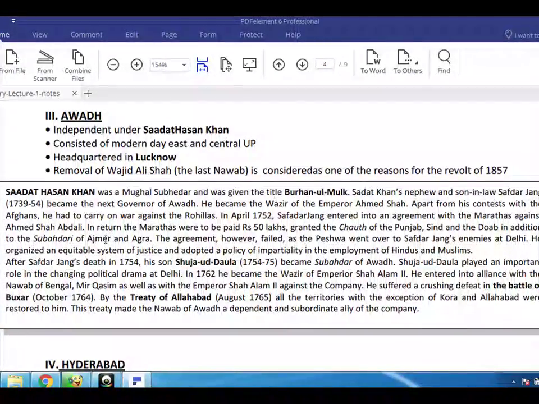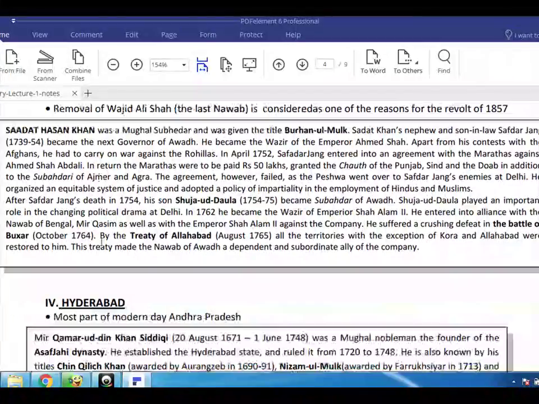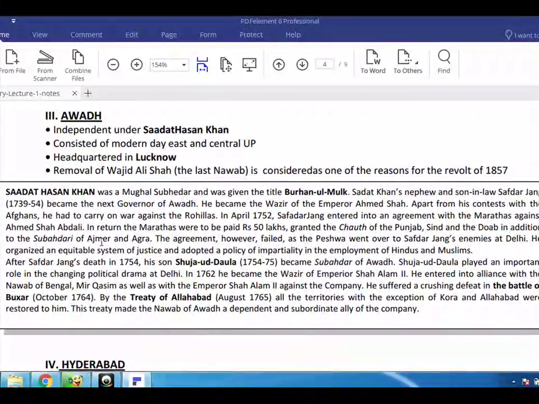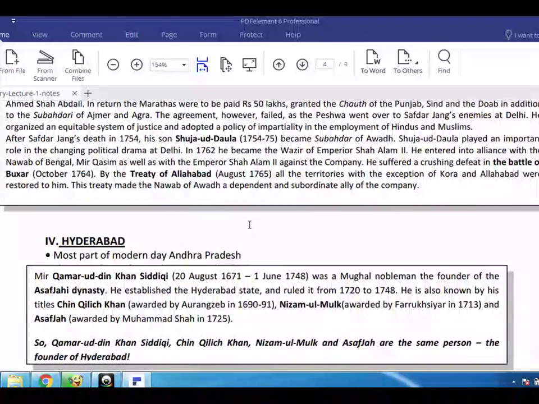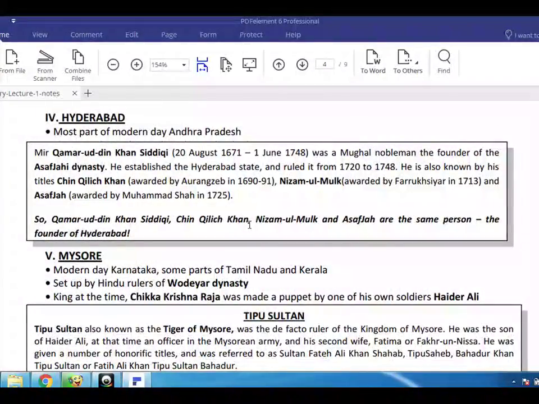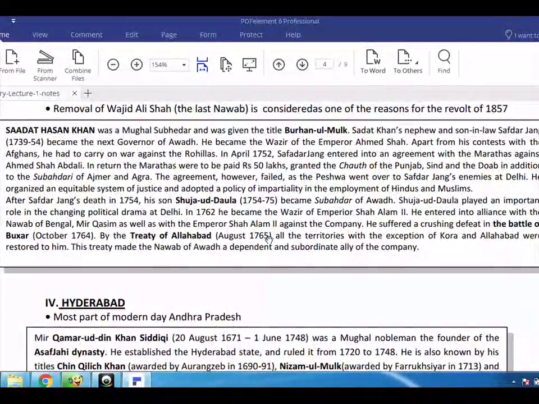II. Hyderabad: most part of modern-day Andhra Pradesh. The capital was the modern-day Hyderabad city, set up by Kamaruddin Khan, popularly known as Chin Qilich Khan. III. Mysore: modern-day Karnataka, some parts of Tamil Nadu and Kerala, set up by the Hindu rulers of the Wodeyar dynasty. The king at the time, Chikka Krishna Raja, was made a puppet by one of his own soldiers, Haider Ali.